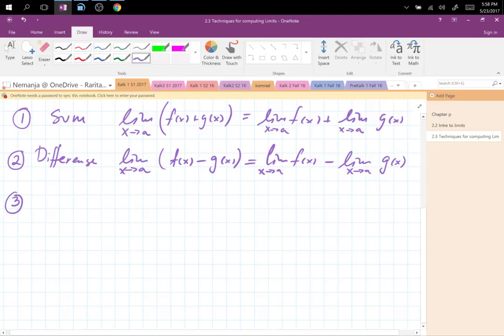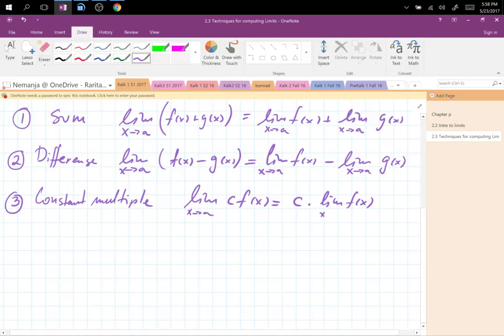Then we have a constant multiple, which is that the limit of c times f of x is c times the limit of f of x. So you can kick constants outside in front of the limit. Number four, product.